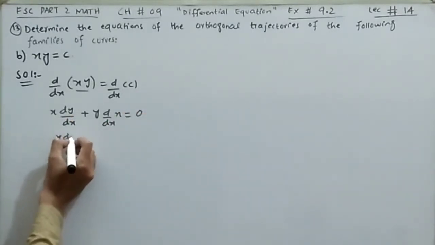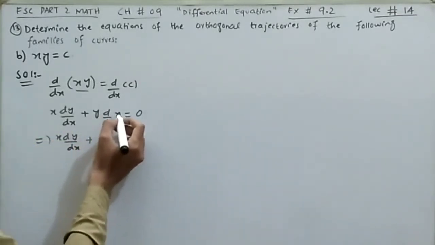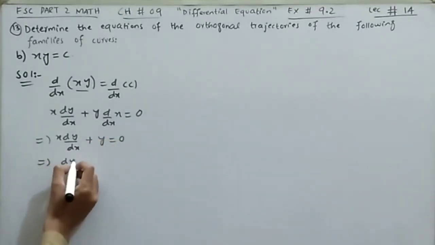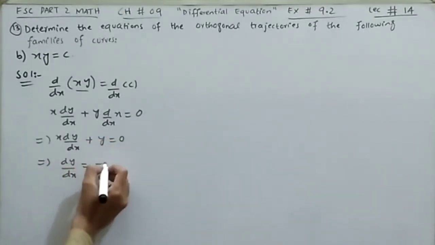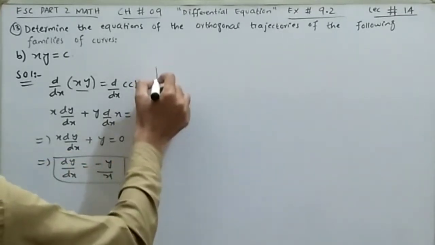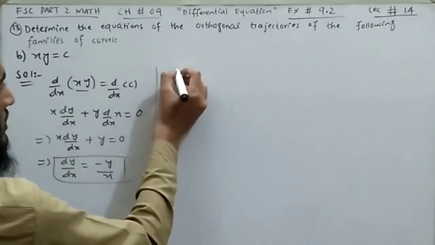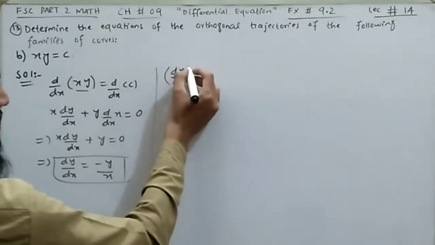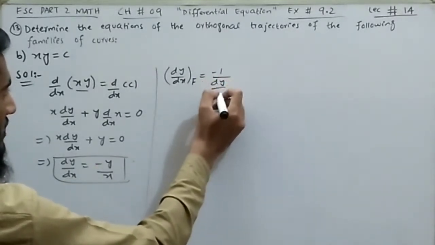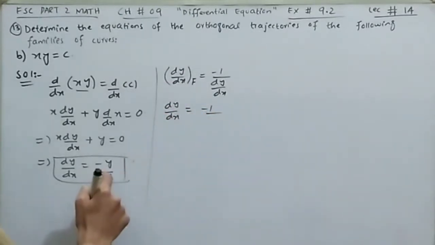So it becomes x dy/dx plus d/dx of variable x is 1. So it becomes just y = 0. So from over here we get dy/dx = -y/x. Now for the orthogonal trajectory we will find dy/dx at another point. Let's suppose I consider a point F, which is equal to minus 1 over the original derivative dy/dx. So dy/dx will be minus 1 over the original derivative, which is -y/x.